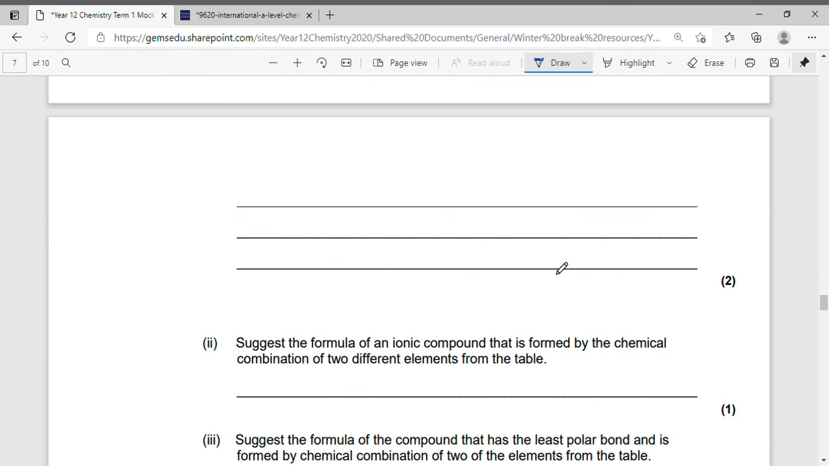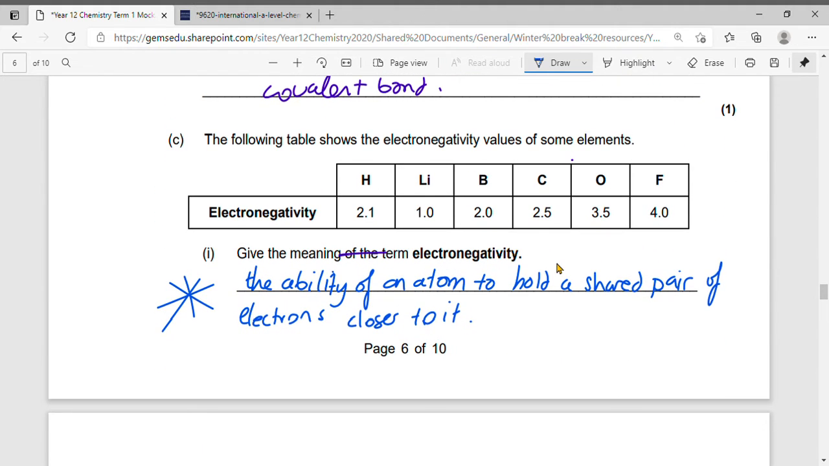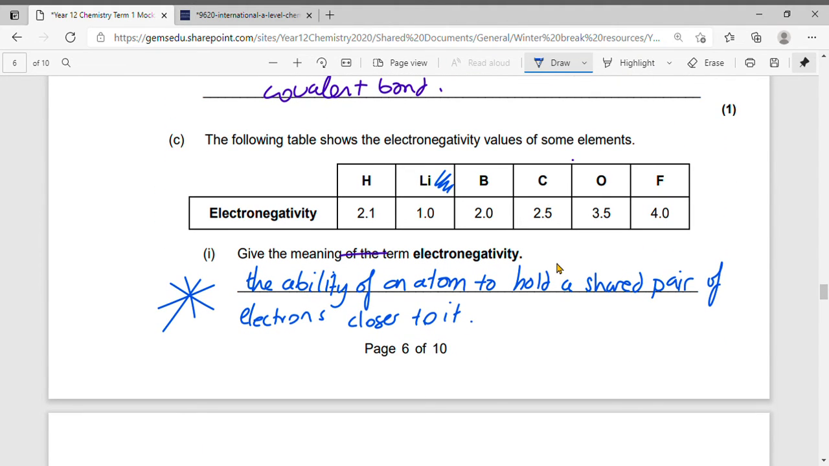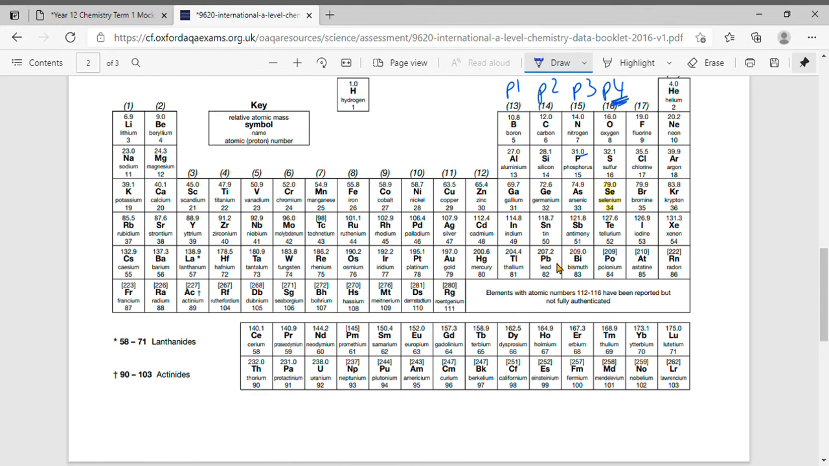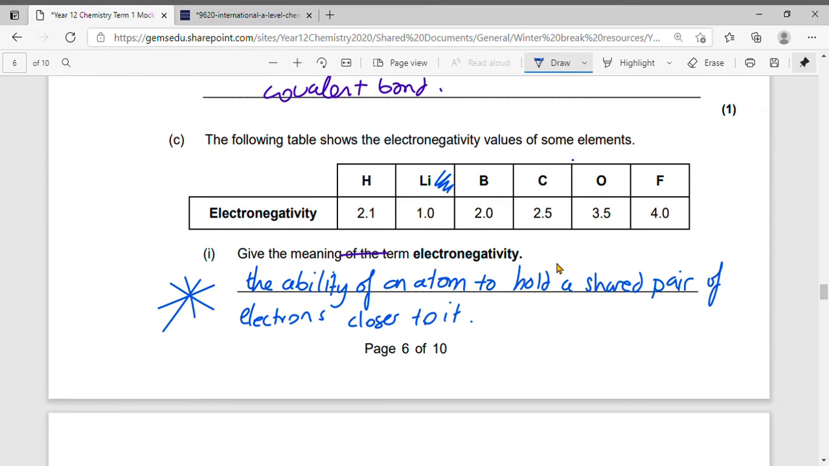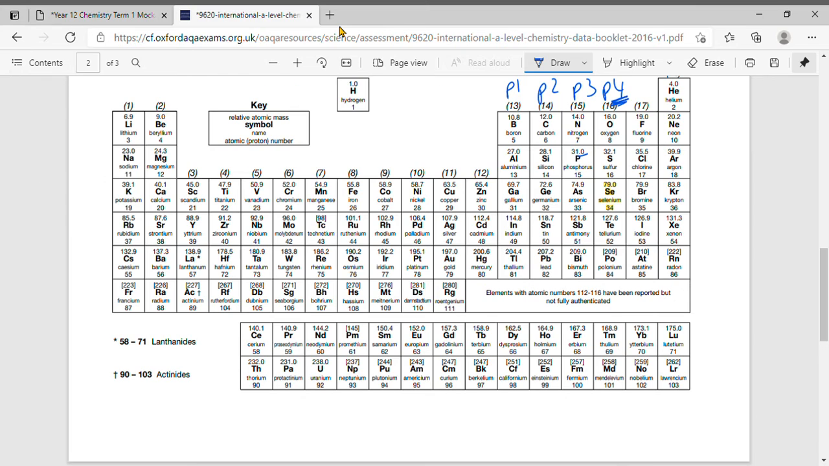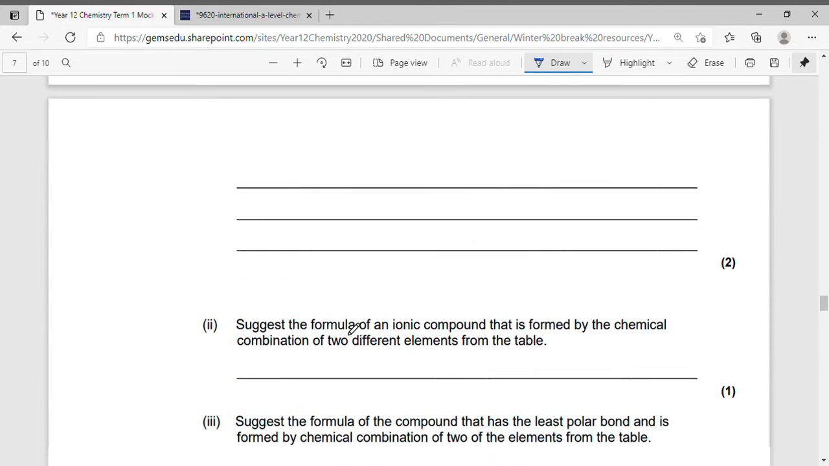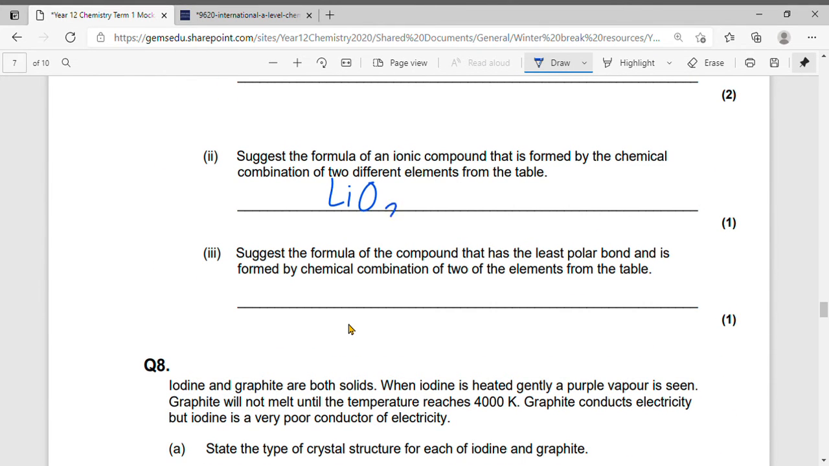Let's say an ionic compound. So here is a metal, and boron. Let's not touch boron. Well, we can do lithium oxide. Let's do that. Lithium oxide. Or lithium fluoride. Okay. Suggest the formula of the compound that has the least polar bond and is formed by chemical combination of two of the elements from the table.